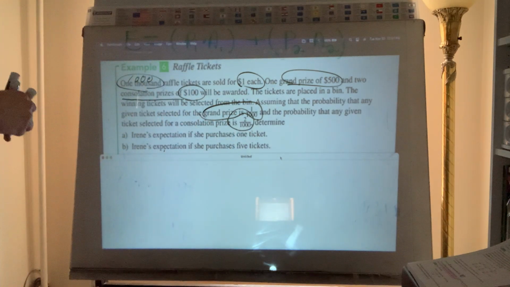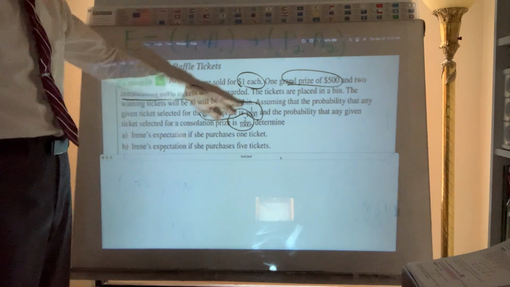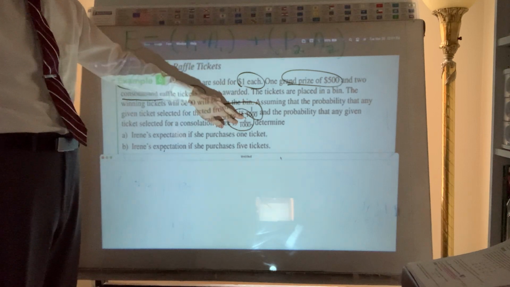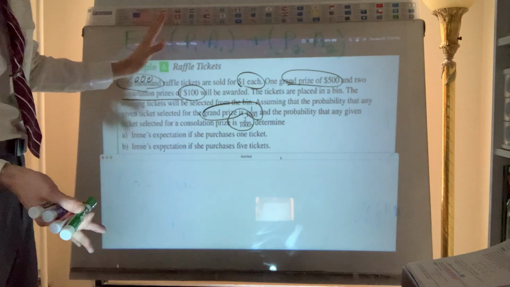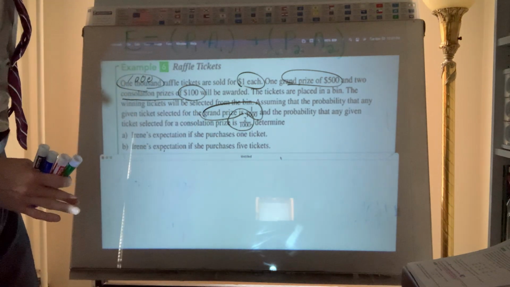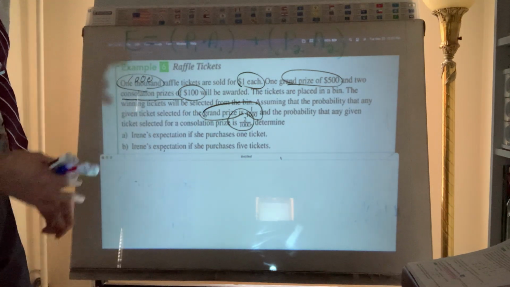They're giving us the probabilities. Notice the fraction here and here. But in this case, we have 2 scenarios. We have a grand prize and we have a consolation prize.